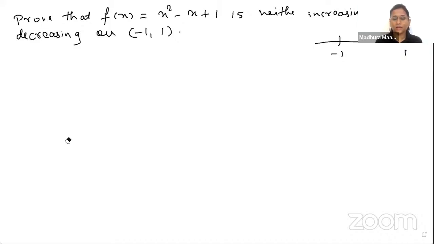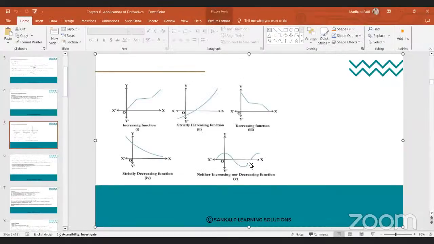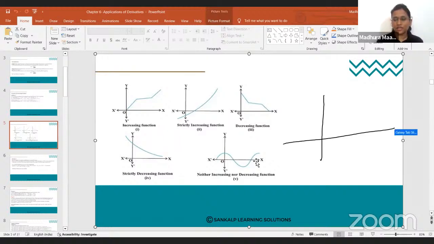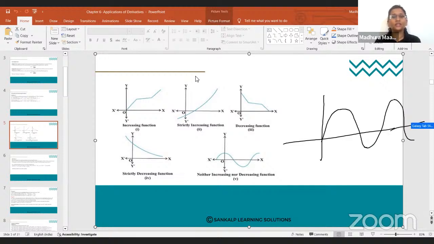What are they saying? From here to here it is neither increasing nor decreasing. Tell me, when do you say that it is neither increasing nor decreasing? Can you see this fifth graph here? Yes, ma'am. Okay. When it increases a little and then decreases, then increases and decreases again, what do we call it? It is neither increasing nor decreasing. Correct.